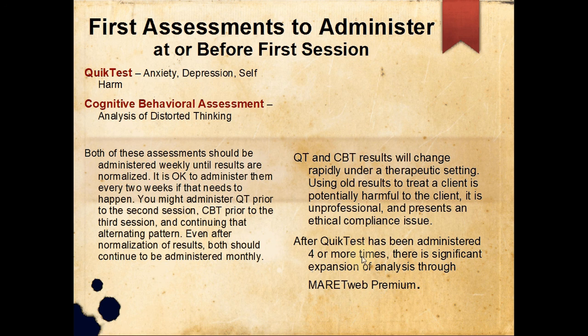One is quick test. That's anxiety, depression, potential for self-harm, including suicide. And you're going to want this information right up front. Cognitive behavioral assessment. Again, this is distorted thinking. For those who use CBT, cognitive behavioral therapy, this is an invaluable tool. It gives you 13 different areas of cognitive distortions.